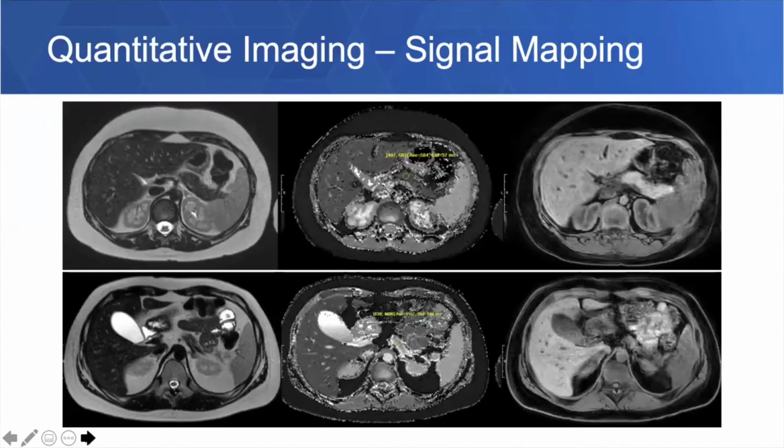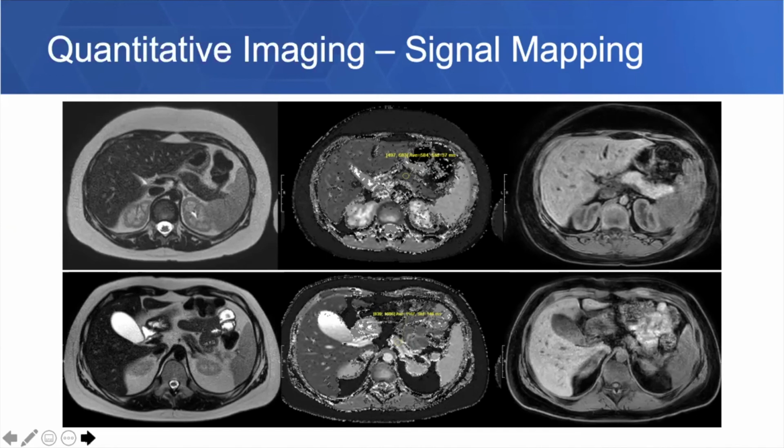We're also looking at signal mapping. So remember I said that the pancreas should be the brightest organ in the body on T1 weighted imaging. So here's a normal pancreas, right? T1 weighted imaging, that pancreas is the brightest organ in the body. Here's a patient with chronic pancreatitis. The pancreas has lost not only its bulk, but its signal.